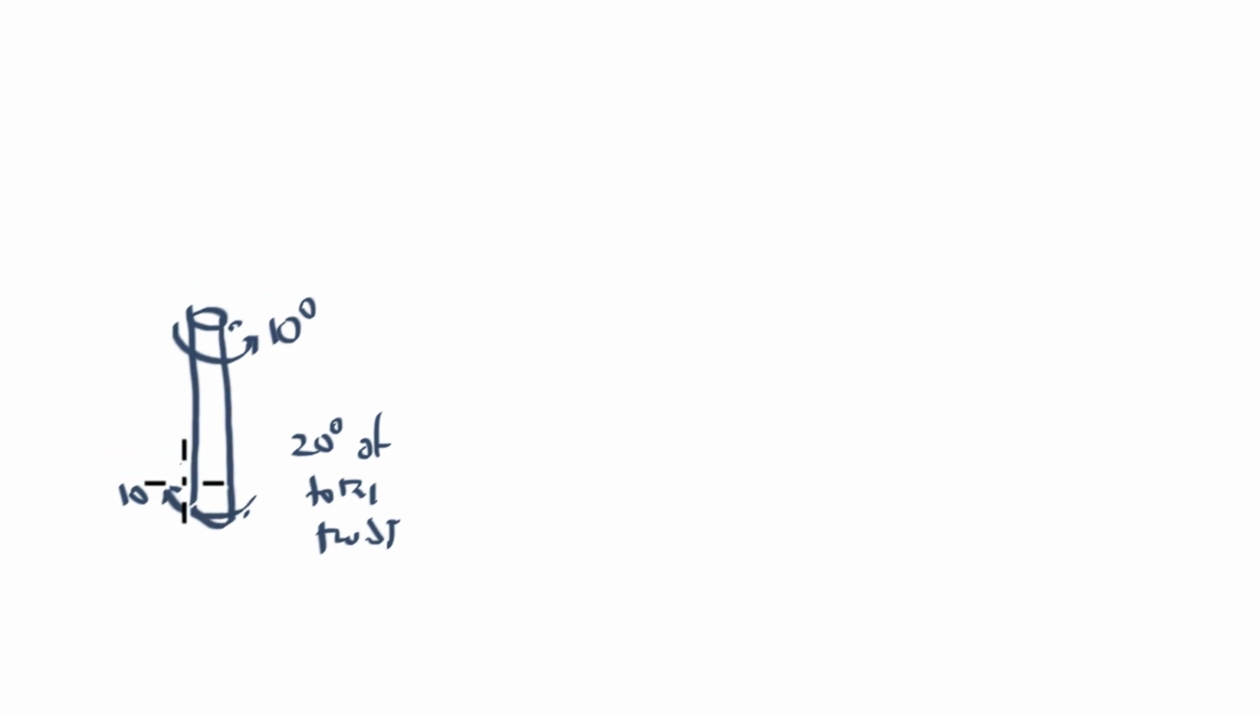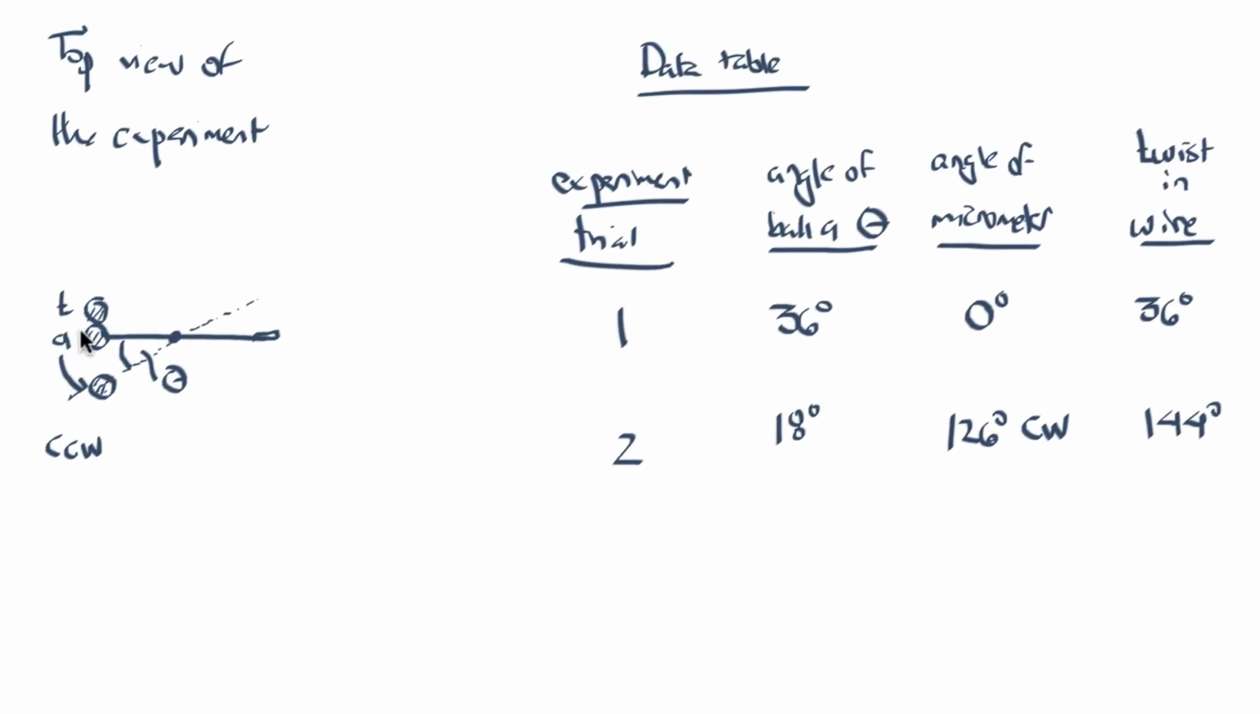That's exactly what's happening here. This wire, by the repulsion of these two balls, is twisted 18 degrees in the counterclockwise direction, but the top of it, when you twist the micrometer, is twisted 126 degrees clockwise, so there are 144 degrees of twist in this wire. Okay, what about experiment or trial number 3?